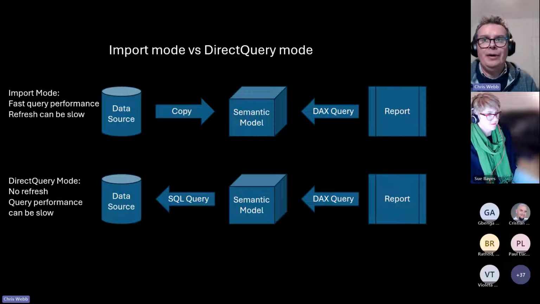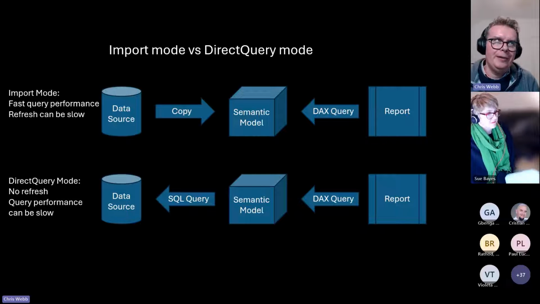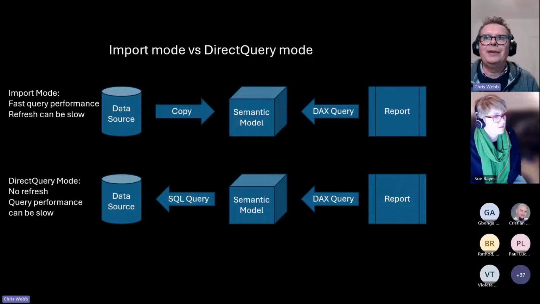Alternatively, you could have used direct query mode, where if you're using a relational database, you can keep your data in the data source, you build your semantic model, and when you run your report, the report queries the semantic model, which generates SQL queries against the data source. The good thing about this is you don't need to refresh your semantic model. The bad thing is query performance can be a bit slow sometimes. Now, Direct Lake mode is a new fundamental third storage mode in Power BI. Why is it different?